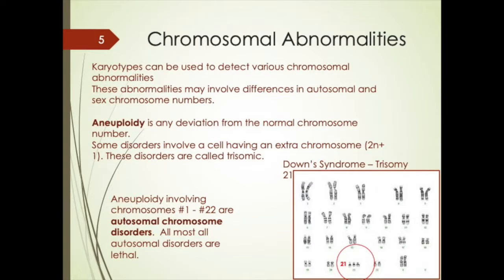sometimes we can see what's called chromosomal abnormalities. So we can detect various abnormalities, such as aneuploidy. This is any deviation from the normal chromosomal number. Some disorders involve a cell having an extra chromosome, or 2n+1. These are called trisomic cells. So Down syndrome is a trisomy syndrome.